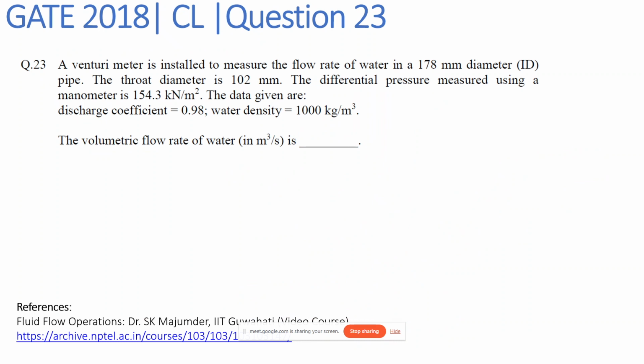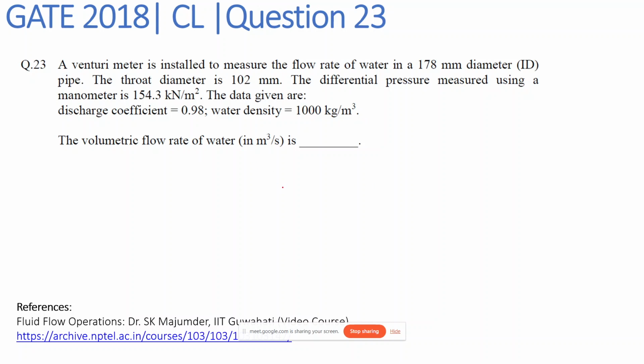Now, similarly, this is another question related to venturimeter. So I will just read the question. A venturimeter is installed to measure the flow rate of water in a 178 mm diameter pipe. The throat diameter is 102 mm. The differential pressure measured across the manometer is 154.3 kilonewton per meter square. The data given are as above, and find the volumetric flow rate.